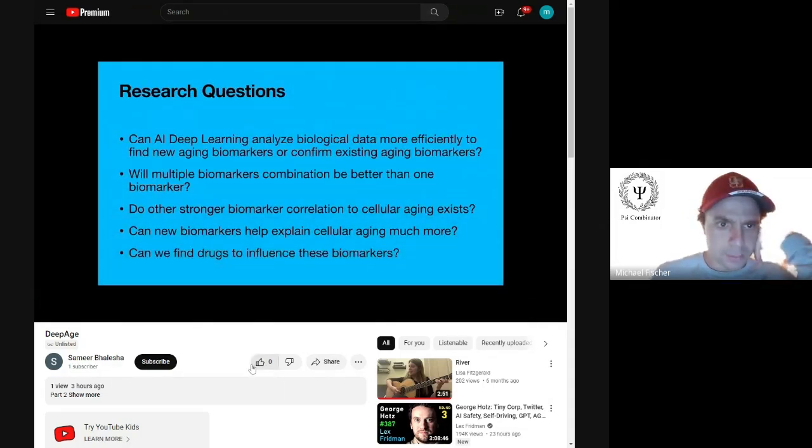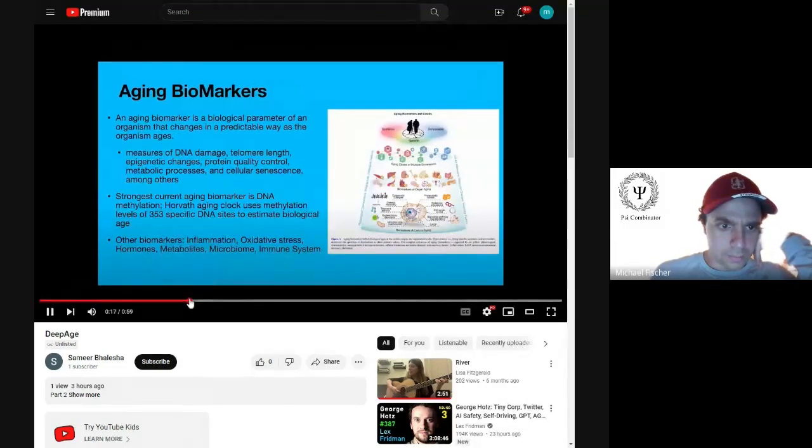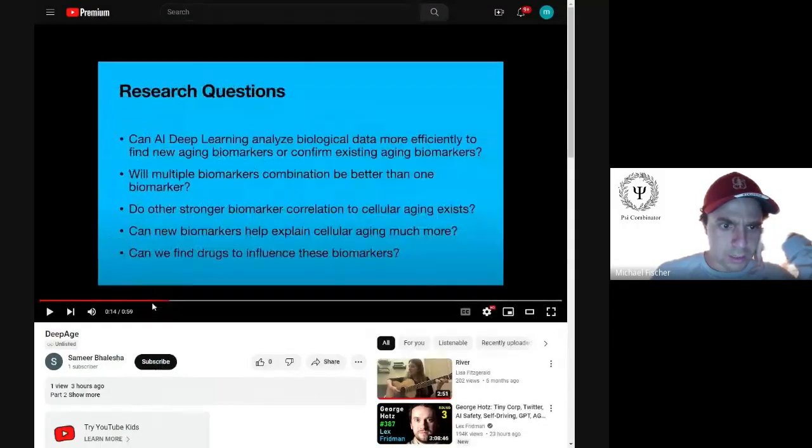Can AI deep learning analyze biological data more efficiently to find new age biomarkers or confirm existing age biomarkers? Will multiple biomarker combinations be better than one biomarker? Do other stronger biomarkers correlate to cellular aging exist? Can new biomarkers help explain cellular aging much more? Can we find drugs to influence these biomarkers? Okay, lots of stuff.